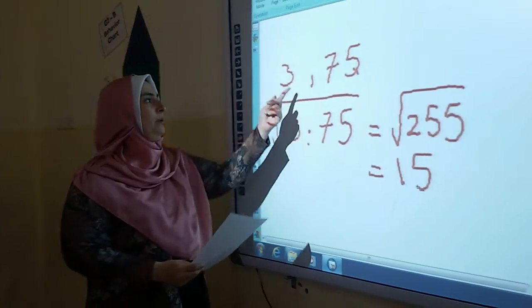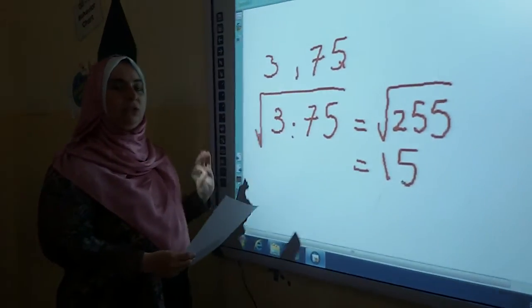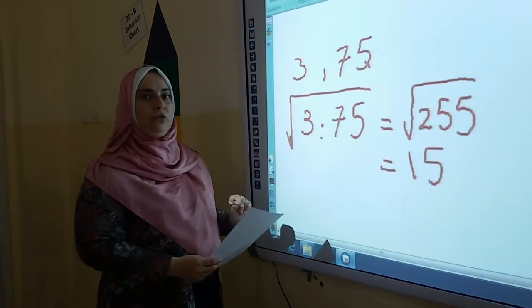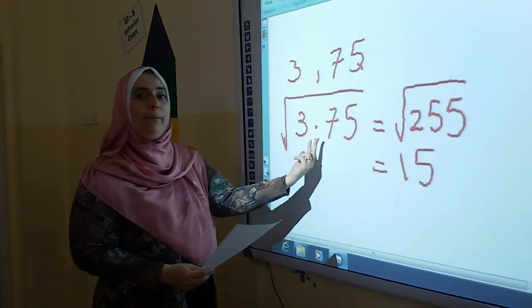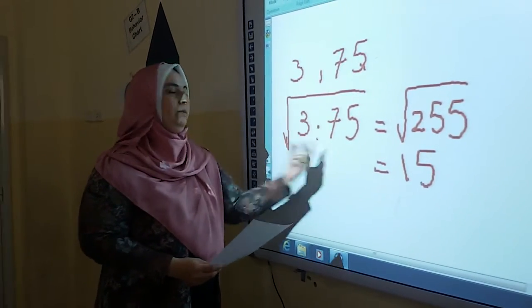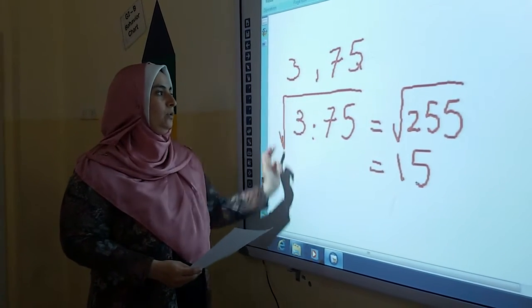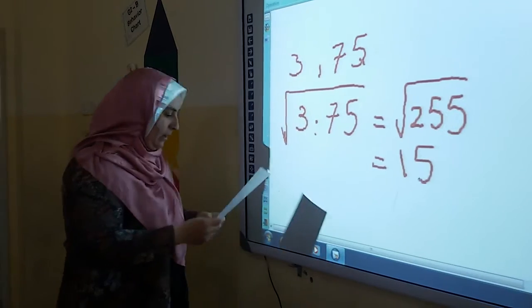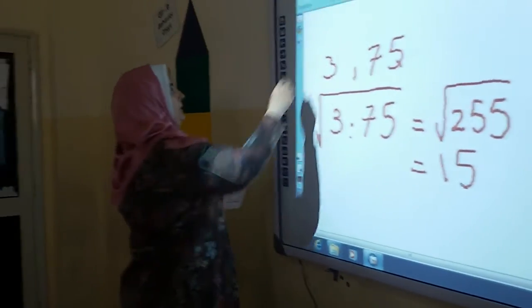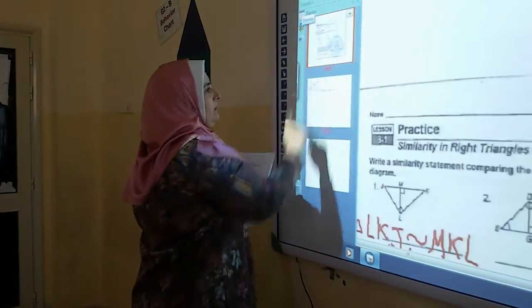So if he gives me 2 numbers and tells me to get the geometric mean, I will multiply the 2 numbers and get the square root of them. Okay, that's very nice. Let's return back to your exercise.